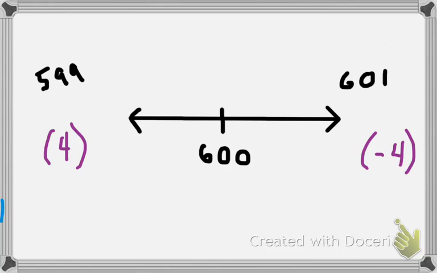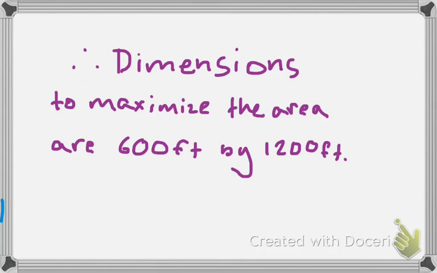Here I used 599 and 601. We get a positive answer for numbers less than 600, and we get a negative answer for numbers more than 600. Since we go from increasing to decreasing, we have a max. Therefore, the dimensions to maximize the area are 600 by 1200 feet.